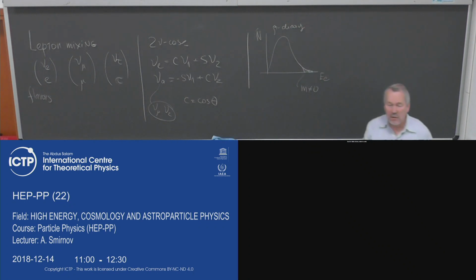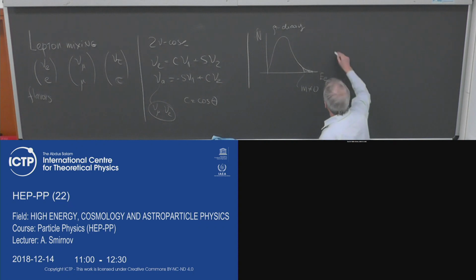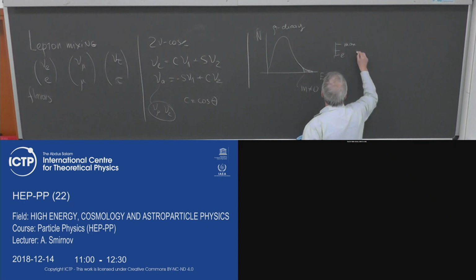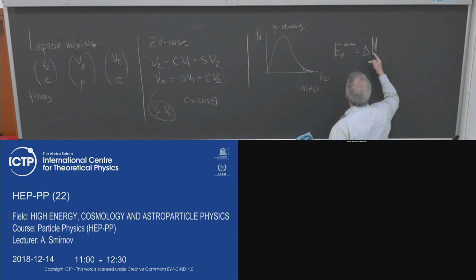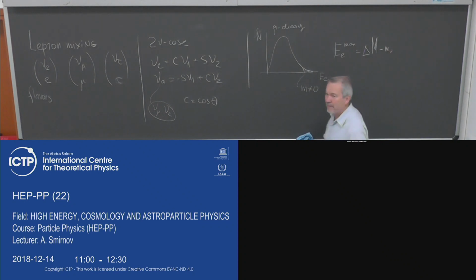So one of the consequences of the existence of non-zero neutrino masses is a change of the kinematics of beta decay, so that your end point, the maximal energy of the electron, is smaller than the energy of the difference of the masses. So the maximal energy of the electron is given by delta M, the mass difference of the nuclei, minus the mass of the neutrino, right?